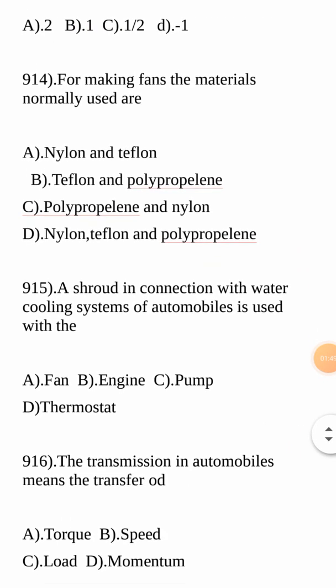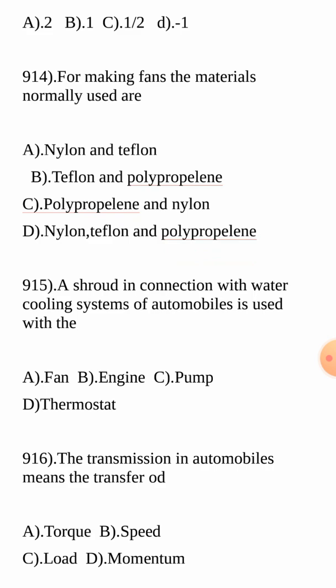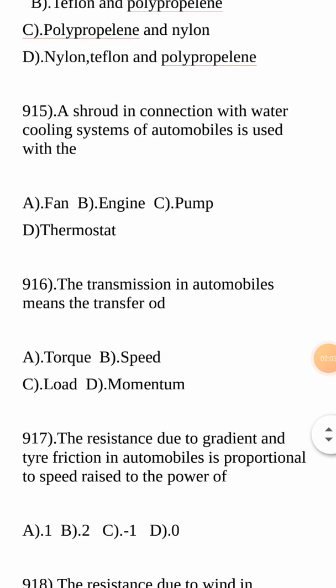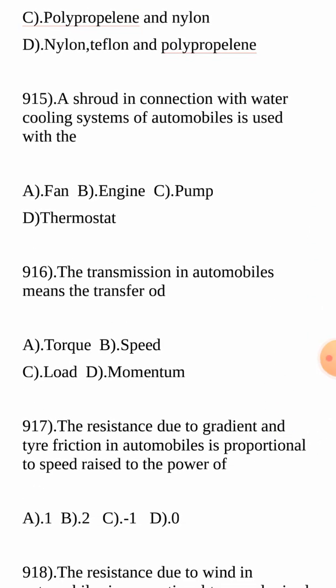Next, for making fans, the materials normally used, this is a good question. The two types of materials which are used for making the fans are polypropylene and nylon. So your answer is C. Next question, boys. A shroud in connection with water cooling systems of automobiles is used with which part of the cooling system? Is it fan, or engine, or pump, or thermostat? It is the fan. It is with respect to the fan that we use a shroud. Yes, so the answer is A.